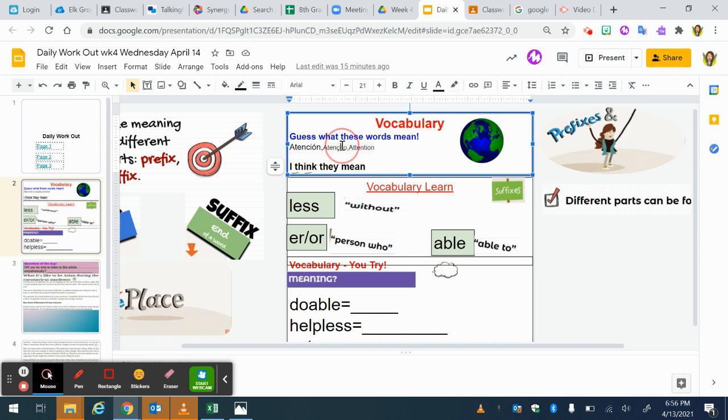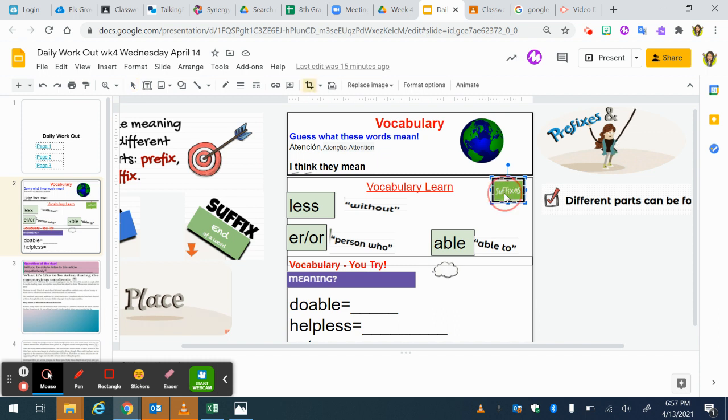If we look at all three words, what do you guess they mean? Go ahead and write your answer here. Right. So if you guessed attention, that's correct. All of these three words mean attention. Remember, France, Portugal, and Spain are all European countries, and that means that a lot of those words are similar. Okay, let's go on with the lesson today.